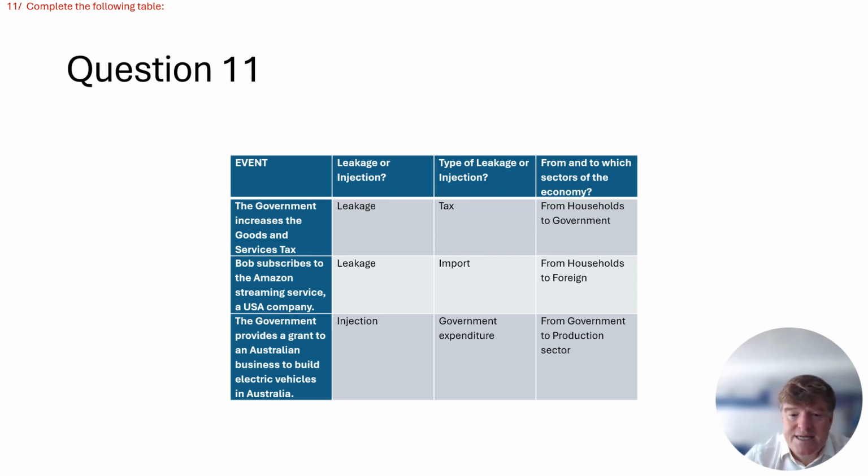And overseas, a USA company, this Amazon streaming service, so if someone subscribes to that, it's a leakage. It's an import. He's buying something from overseas. His money is going overseas, and it's from households to the foreign overseas sector. And lastly, the government provides a grant to an Australian business to build electric vehicles in Australia. That's going to be an injection. It's a government expenditure, which is G, and it's from the government to the production sector.